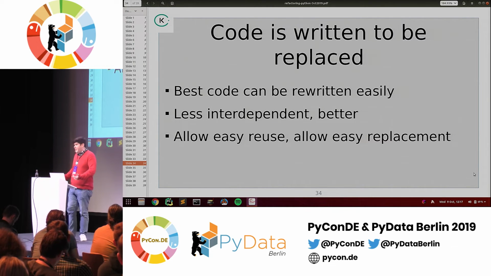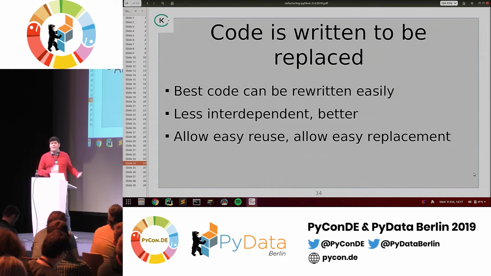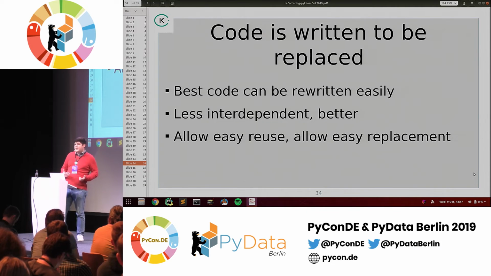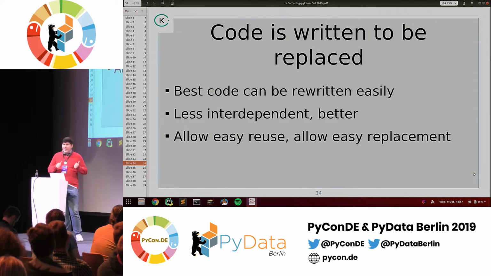Write code to be replaced. If you add new things, always think about how easily you could replace them tomorrow or in a year, because you will. Technology evolves. There's going to be a new library. There's going to be a better ORM. You want to know how to replace it without having to pass through the whole gauntlet of pain again.